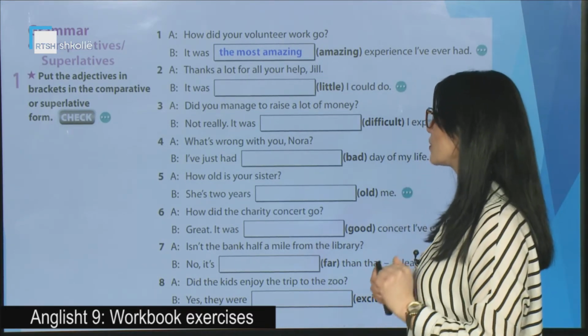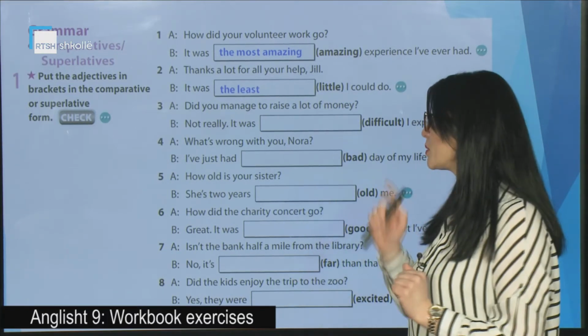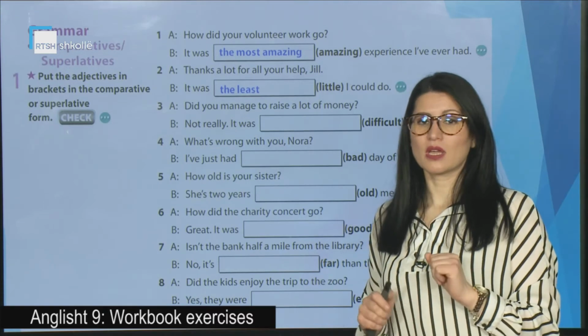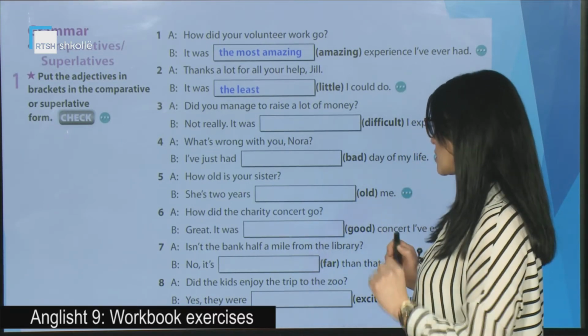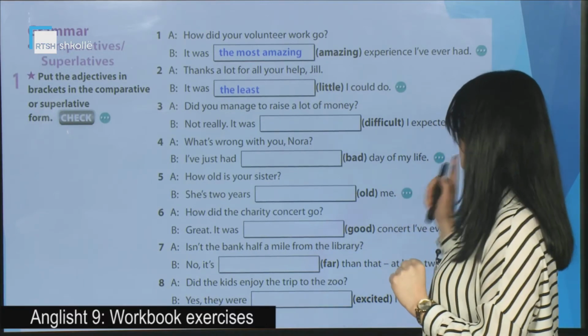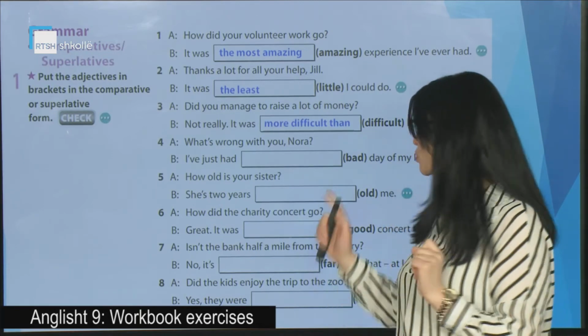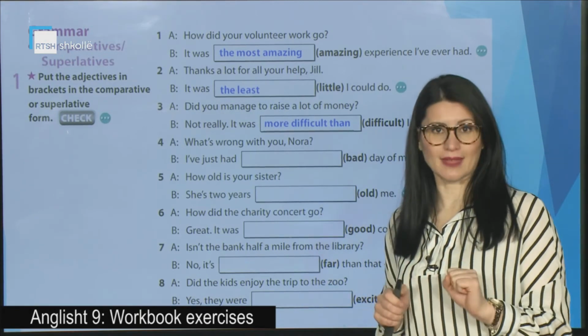Thanks a lot for all your help, Jill. It was little I could do, so it was the least I could do. We have, did you manage to raise a lot of money? Not really. It was difficult, I expected. So we are comparing two situations. That's why we use more difficult than.